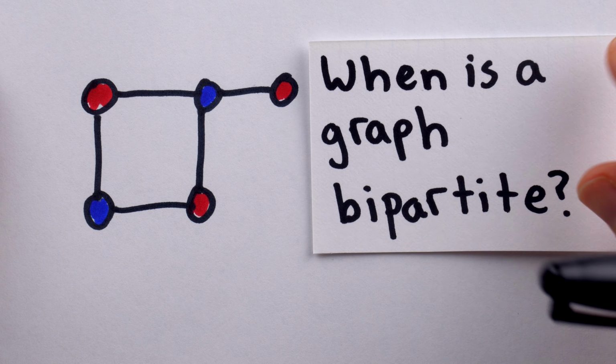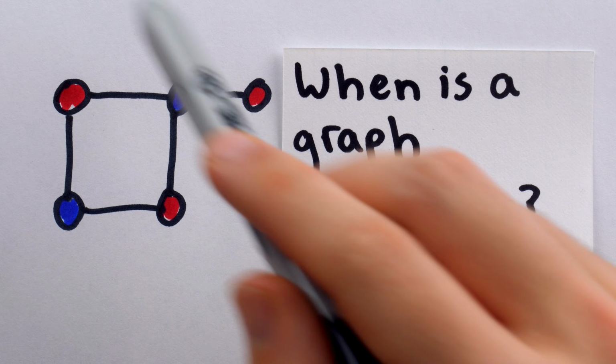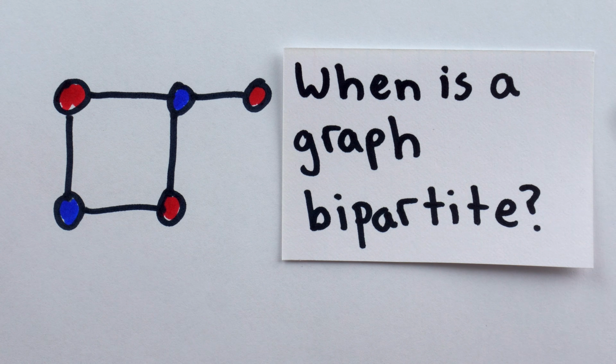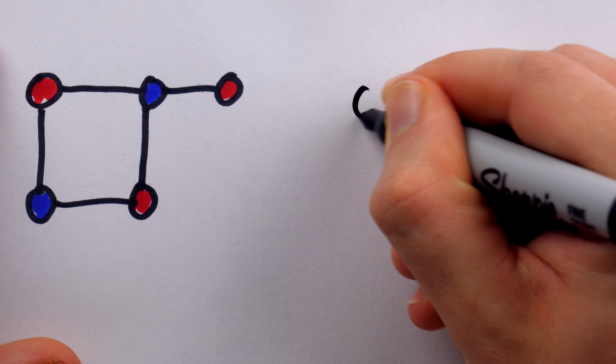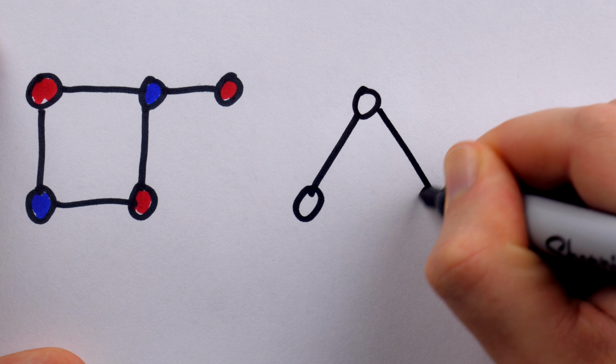And so early graph theorists asked this question: when is a graph bipartite? When is it possible to color the vertices of a graph like this with just two colors, so no two vertices of the same color are adjacent? Of course, if you were trying to answer this question, you would start by investigating some simple graphs.